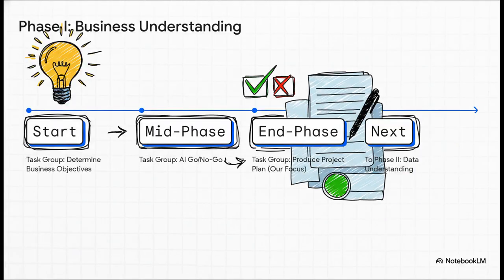So take a look at this timeline of Phase 1. You can see our task is sitting right at the end, the last major step before we head into Phase 2. It happens after the initial objective is defined, and, more importantly, after the big AI go, no-go decision. And this sequence is absolutely critical, you guys. You don't finalize the how until you know for sure that the project is a go.